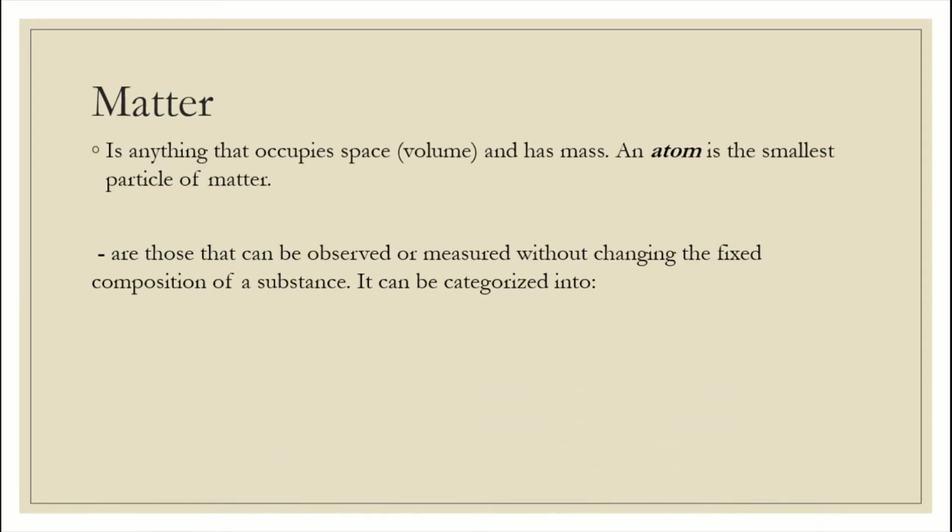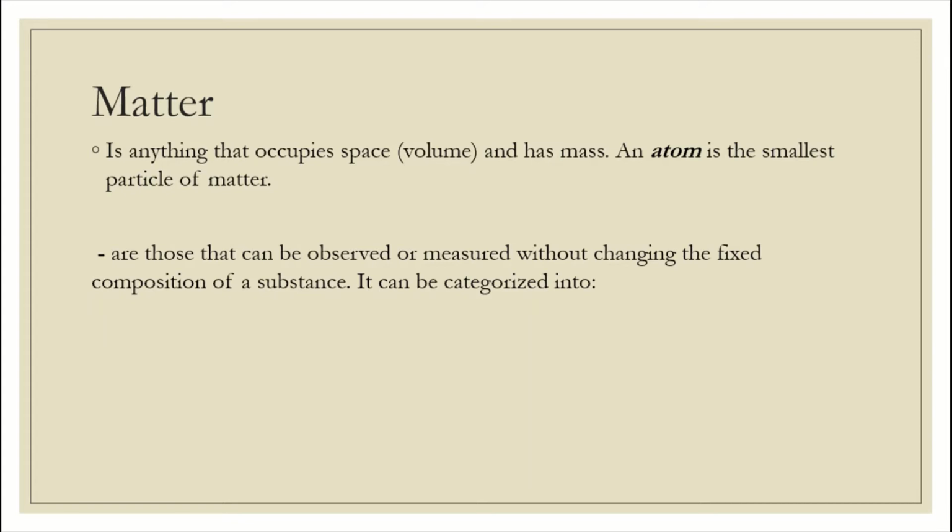Matter is anything that occupies space or volume and has mass. An atom is the smallest particle of matter. So it is not the matter that is smallest. The particle that is smallest that composes a matter is an atom.